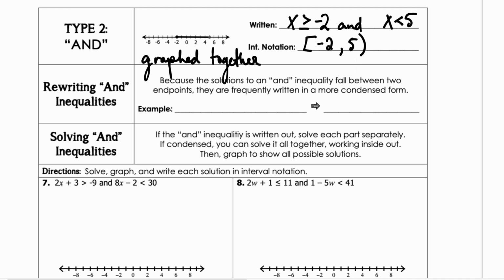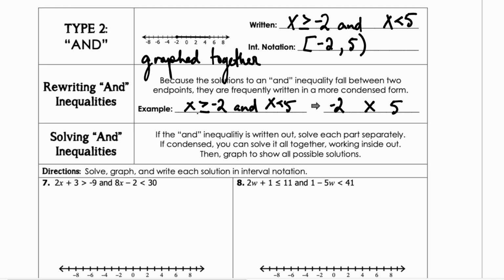Oftentimes, and inequalities can be condensed. So we have the original example up here, where you would say x is greater than or equal to -2 and x is less than 5. Instead of writing it out like this, we can make it into a simpler inequality where you put x in the middle. You put your smaller number on the left side, your larger number on the right side, and you add your symbols.